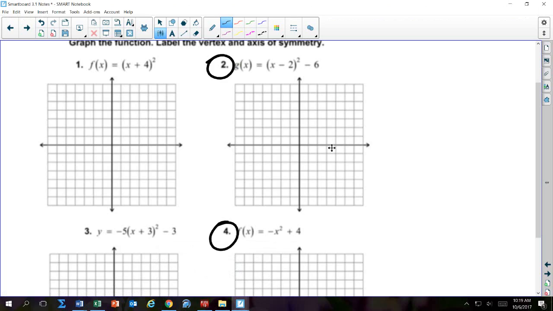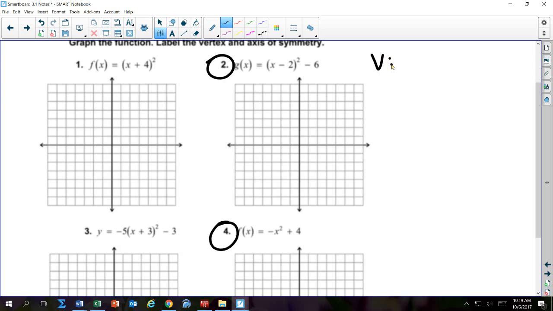Okay, so let's take a look at that first example. It wanted us to graph it. So if I'm thinking about my graph, there's been no stretches or shrinks, right? It's the same width as a parent function parabola. So I'm just going to worry about the shifts here.